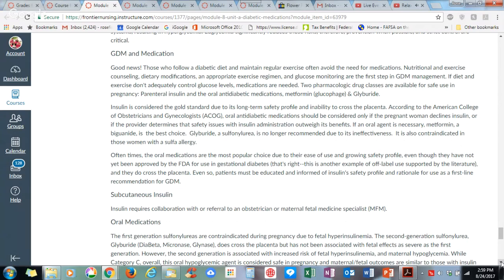Oftentimes, the oral medications are the most popular choice due to their ease of use and growing safety profile, even though they have not yet been approved by the FDA for use in gestational diabetes. This is another example of off-label use supported by literature, and they do not cross the placenta. Even so, patients must be educated and informed of insulin safety profile and rationale for use as a first-line recommendation for gestational diabetes. Subcutaneous insulin requires collaboration with or referral to an obstetrician or a maternal fetal medicine specialist.